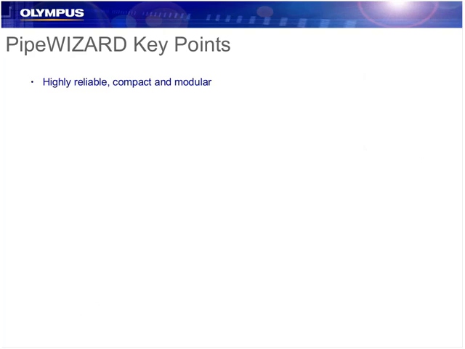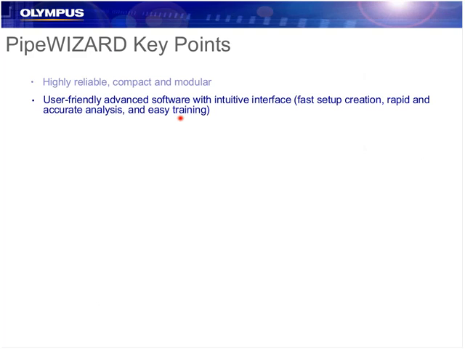So some of the key points about the PipeWizard itself: the technique is highly reliable, compact, modular. Very user-friendly advanced software, again for the zone discrimination technique to keep up with the pipeline creation process. Every single step needs to be very rapid. So we have fast setups, very rapid and accurate analysis, and rapid training based on the user-friendly software.